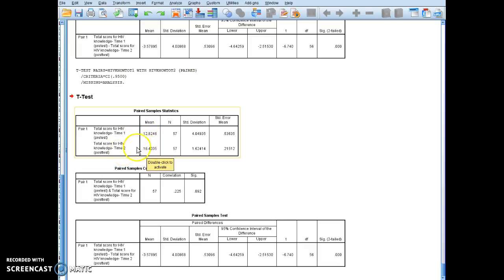Therefore, we can conclude that the intervention program helped increase the knowledge among the students because it bettered their test scores as well. Therefore, this is how a paired sample t-test is conducted.